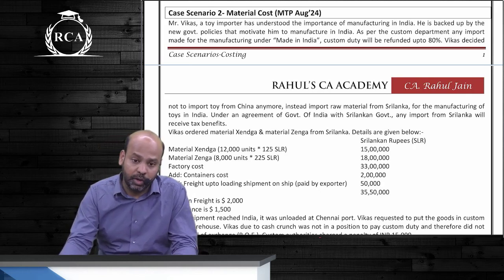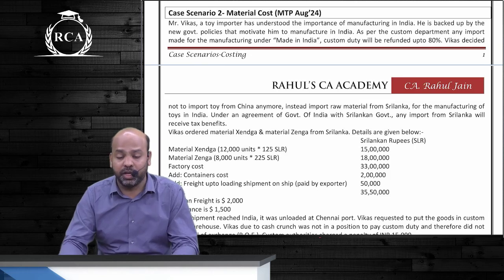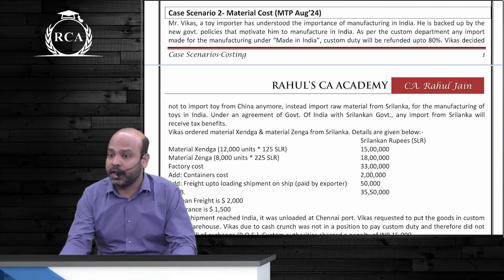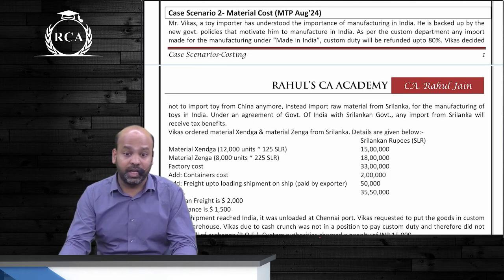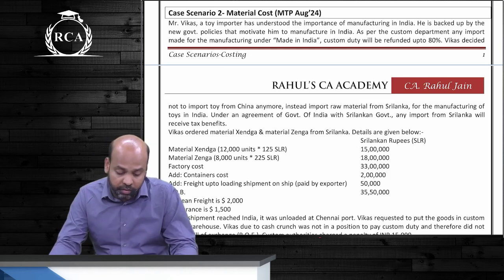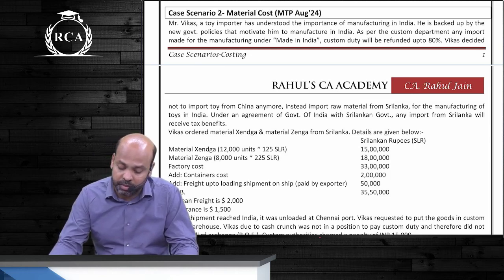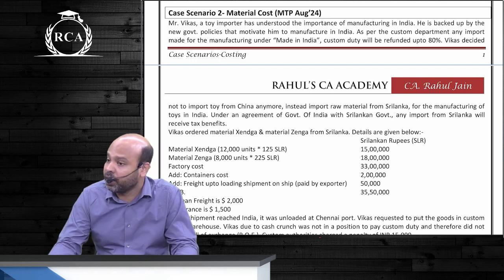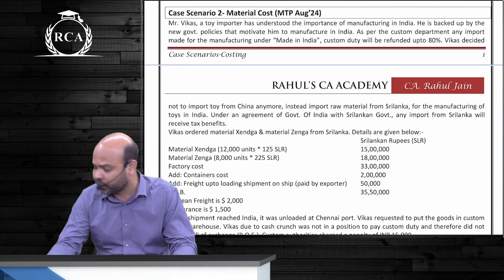But here, will you add the entire amount or are you supposed to add only 20%? Only 20% should be added to the cost, guys, because 80% of the duty is refundable. Is that clear? Vikas decided not to import toys from China anymore. Instead, he imports raw material from Sri Lanka for the manufacturing of toys in India. Under an agreement of the Government of India with the Sri Lankan government, any import from Sri Lanka will receive tax benefits. So 80% of the import duties, as such, guys, will be refunded. That is a tax benefit here.